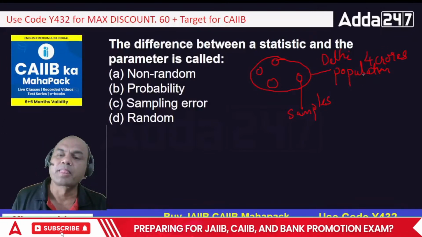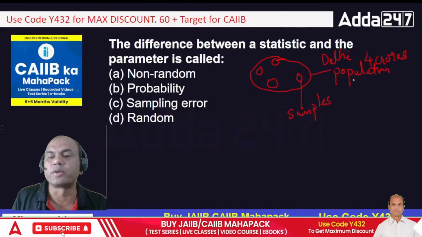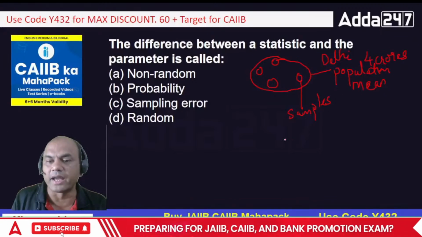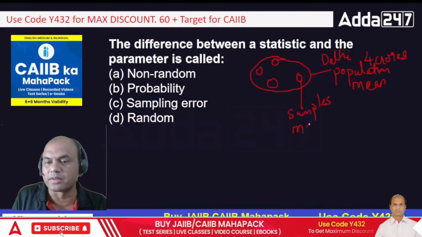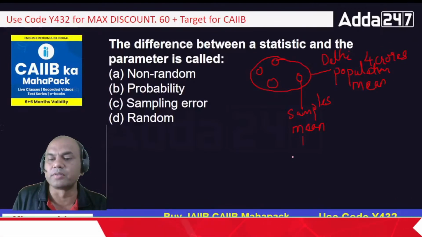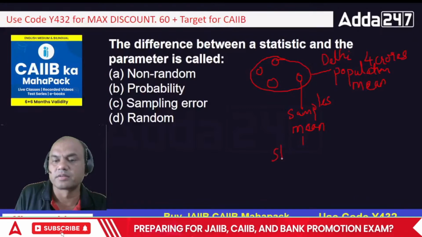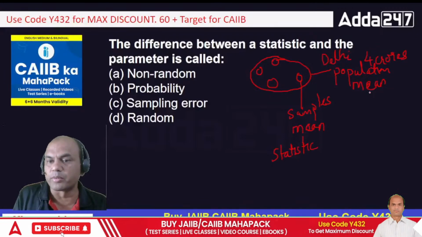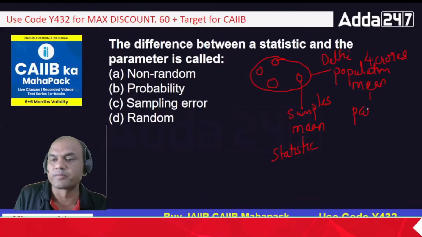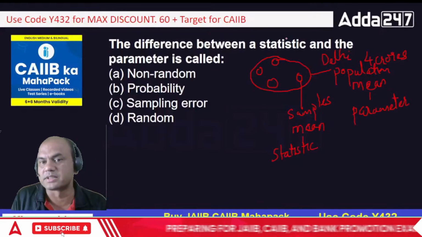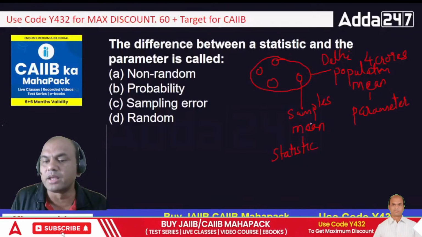Now what do I do? With this population, suppose I want to find a mean, mean means average. If I find the mean of the population and the mean of the sample, then the mean of the sample will be known as statistic, and the mean of the population will be known as parameter. So you got the point. See the difference. Statistic means any measure of the sample.